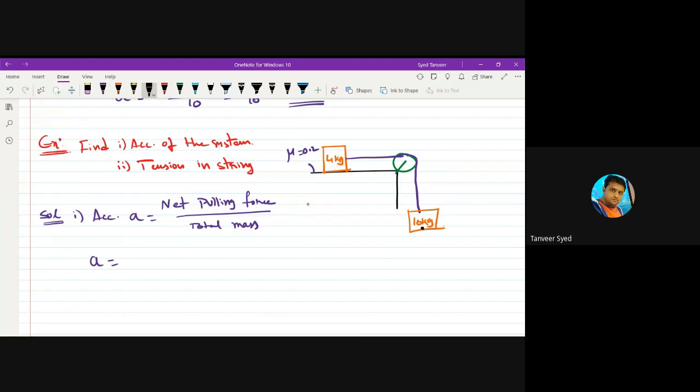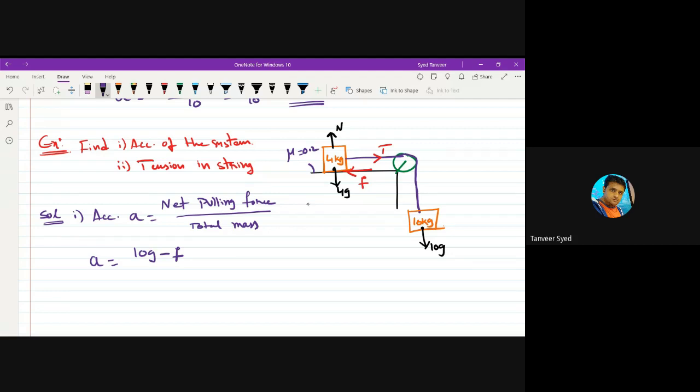If you look here, the weight of this 10 kg block, 10g, is pulling the system down. The weight of this 4 kg block, 4g, is balanced by the normal reaction, N. There is friction. If this block tries to slide towards the right due to the weight of the 10 kg block or due to tension in the string, friction acts on the block in this direction. Okay.